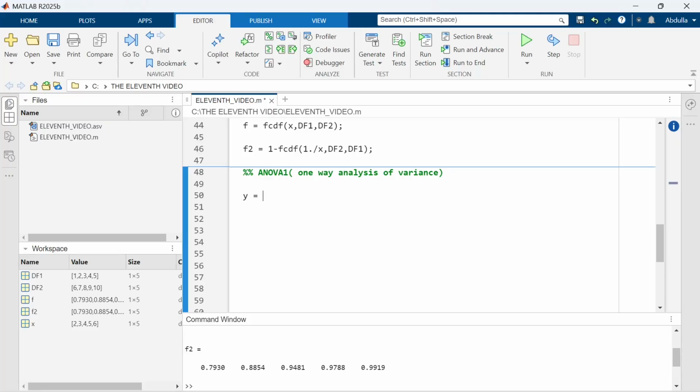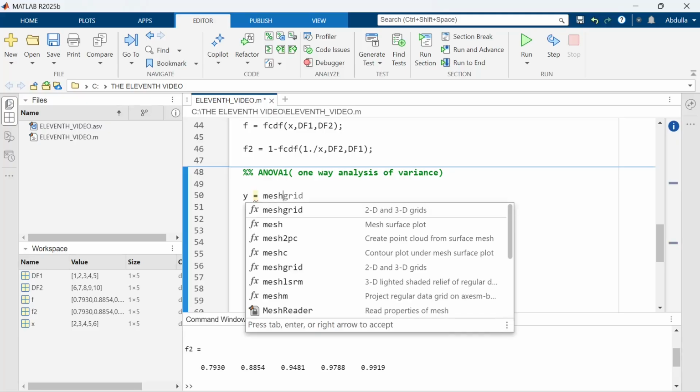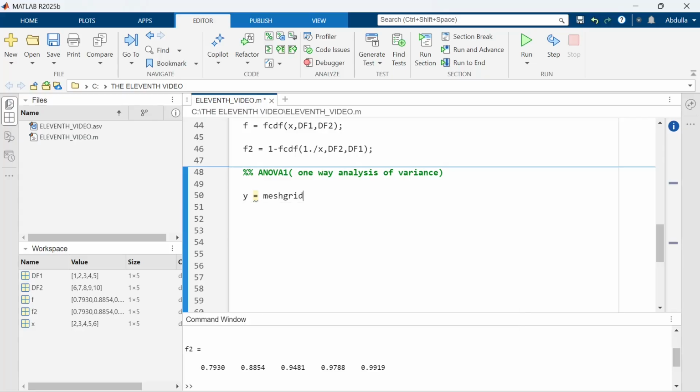So let's see, y equals meshgrid, 1 to 5. Meshgrid is basically a function we use to make the dimensions constant for two variables. As a brief explanation, it makes the length of y the number of rows and the length of x the number of columns.